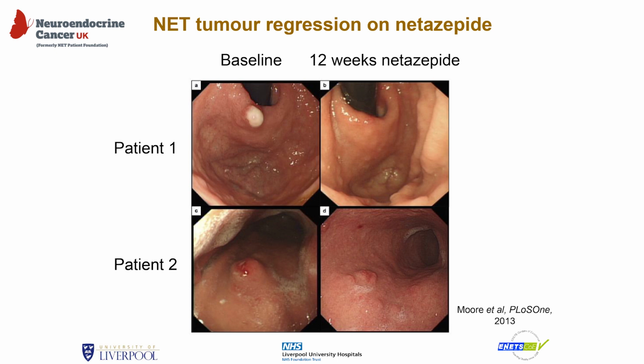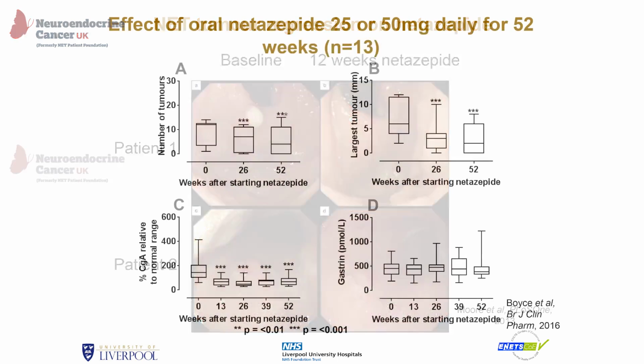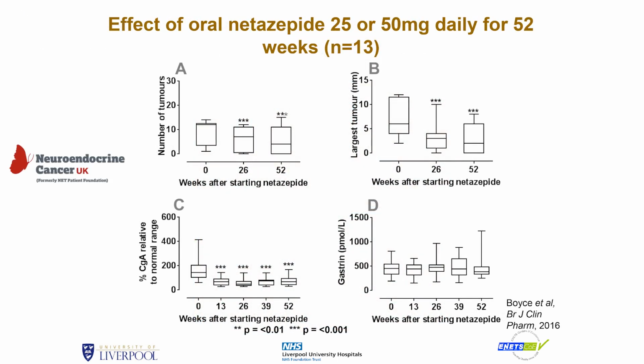Again, unfortunately, I can't point at these with a pointer, but I think you can appreciate the lumps in the stomach, the polyps, which are smaller in the right-hand images than the left. When we carried on the trial for 12 months, 52 weeks, we then analyzed all the information. This slide is very busy, but essentially what it shows is that we had a small reduction in the number of polyps. Remember, most of these patients have multiple polyps, at least 10 or so.